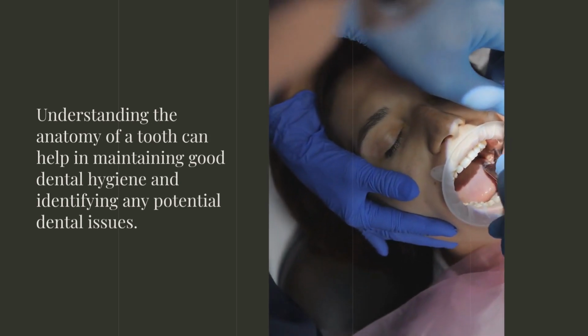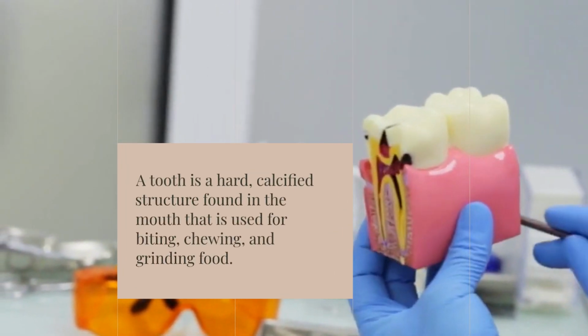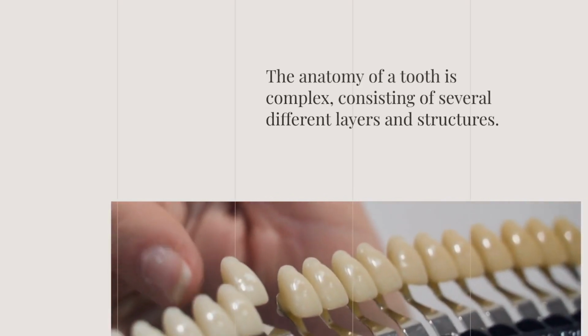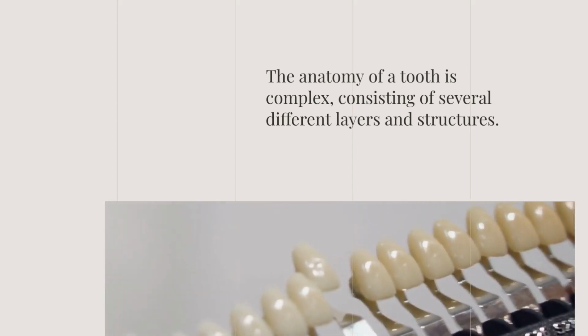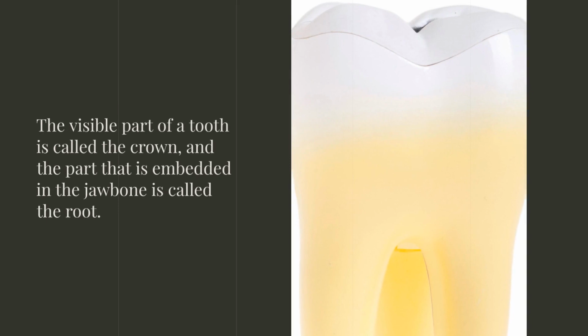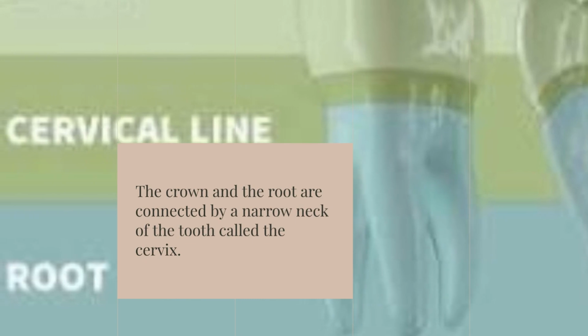A tooth is a hard, calcified structure found in the mouth that is used for biting, chewing, and grinding food. The anatomy of a tooth is complex, consisting of several different layers and structures. The visible part of a tooth is called the crown, and the part that is embedded in the jawbone is called the root. The crown and the root are connected by a narrow neck of the tooth called the cervix.